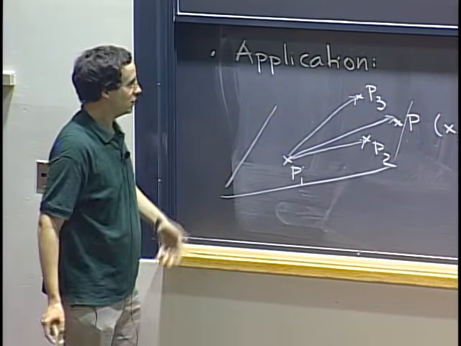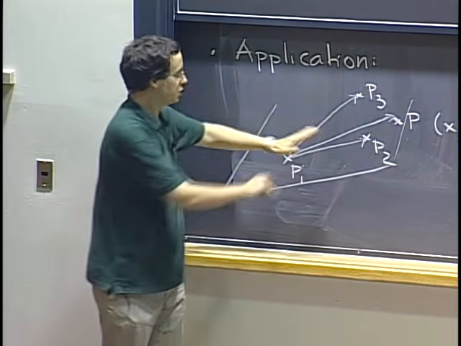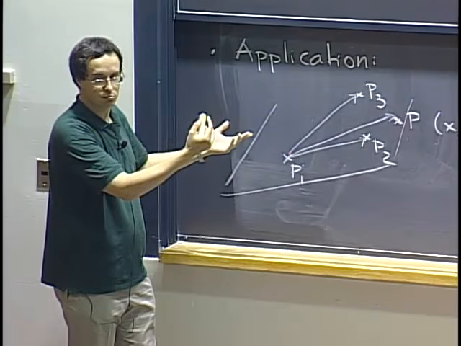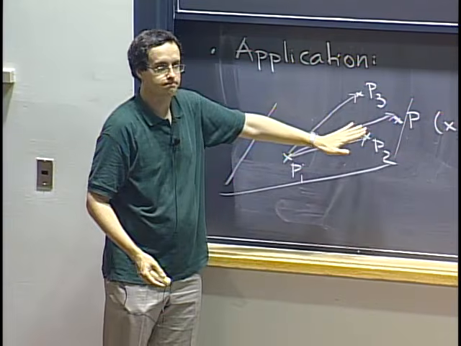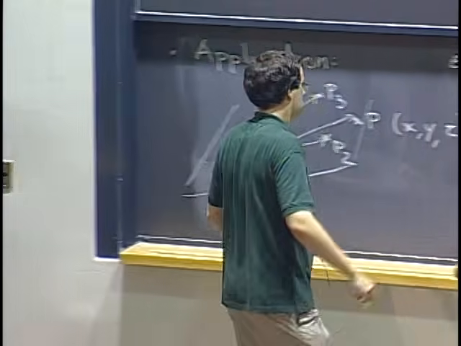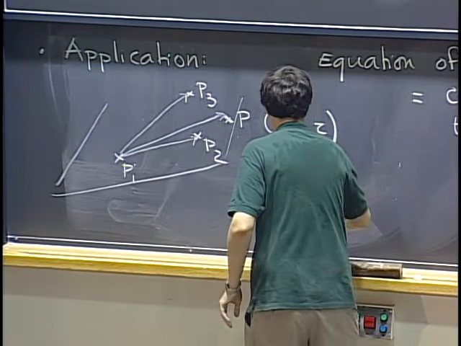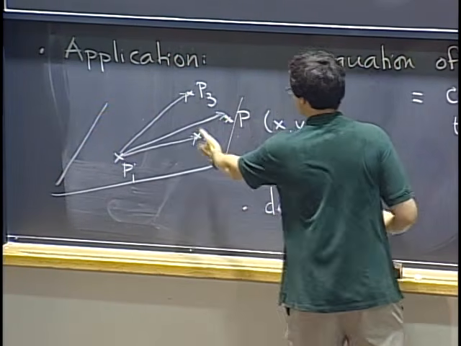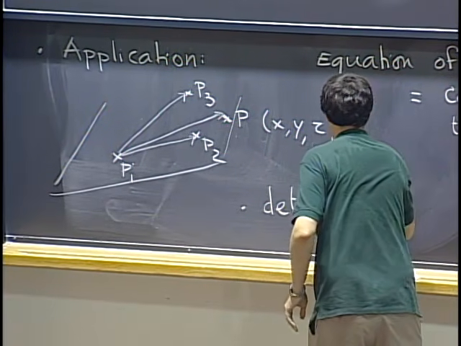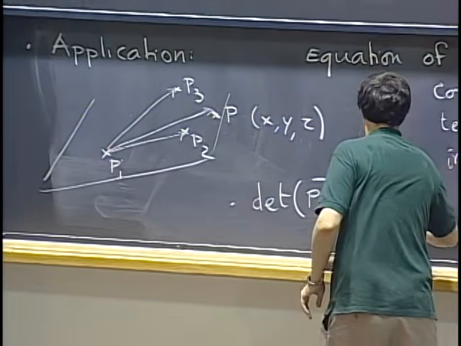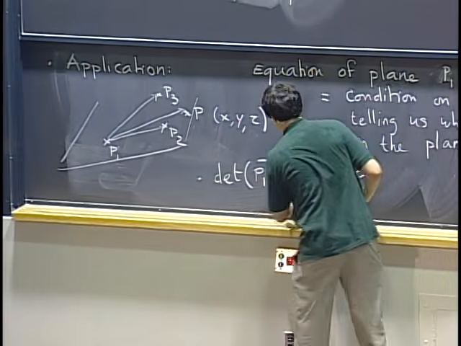If I try to form a parallelepiped with these 3 sides, well, if P is not in the plane, then it will have some volume. But if P is in the plane, that means that it's completely squished. So one way to think of the equation of a plane is that the determinant of these vectors should be 0. Determinant of P1P2, P1P3, and actually let me do it in a different order.